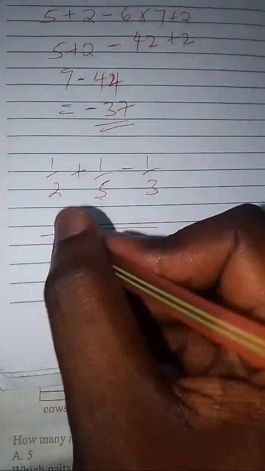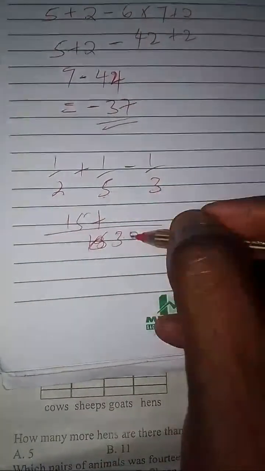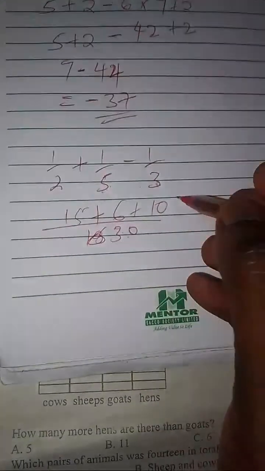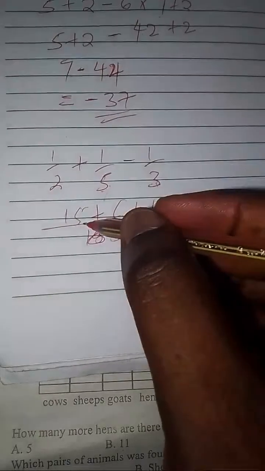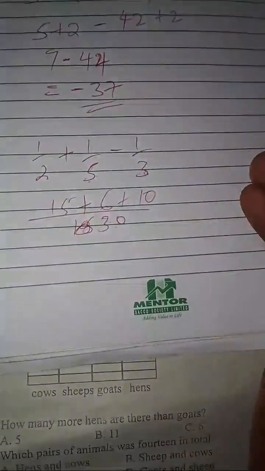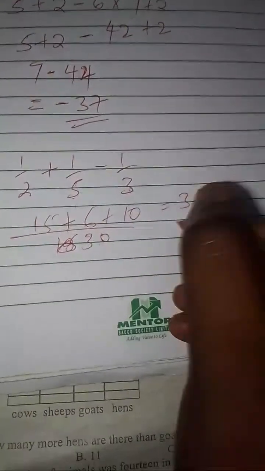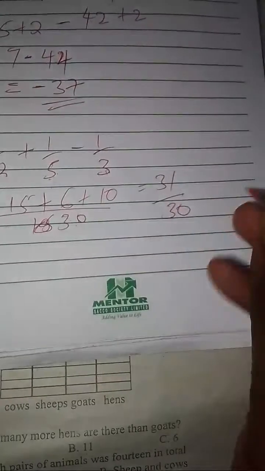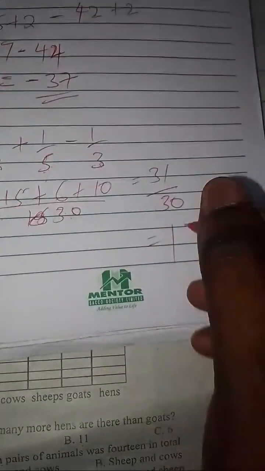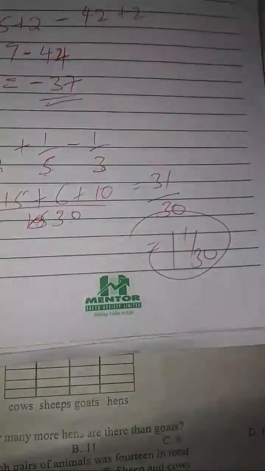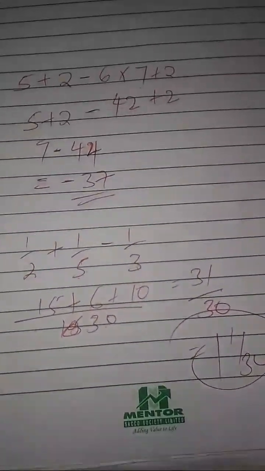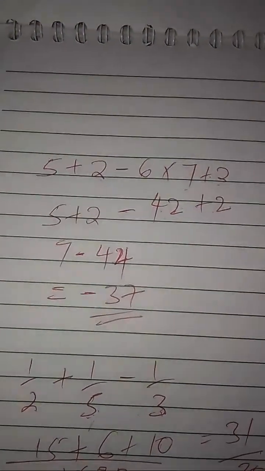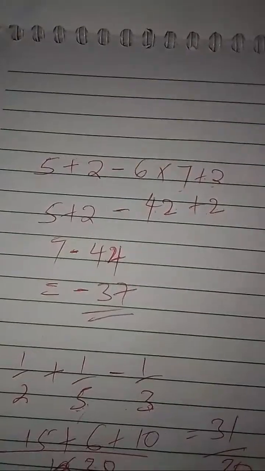Then 30 goes into 2, 15. You add 2, 5 goes into 30, 6. You add 2, 10. So now you shall have 16 plus 15, and there we shall have 31 out of 30. And we cannot leave our fraction like this. So there we shall have 1 whole and 1 out of 30. And that now becomes our answer. So there is how we work out the fractions.